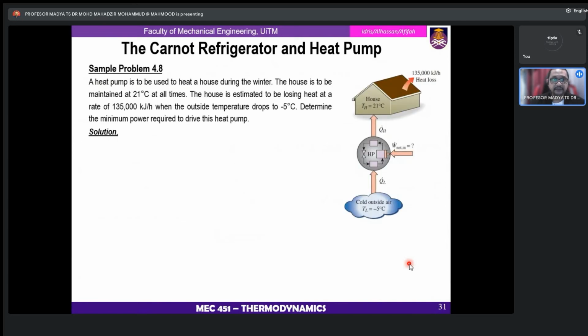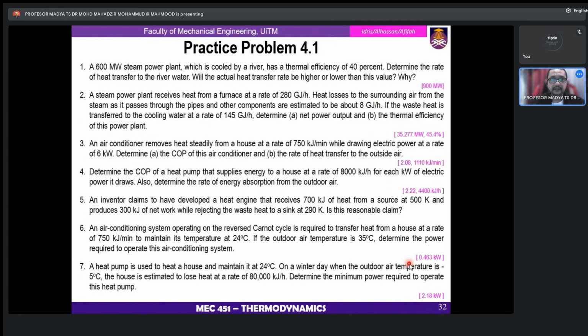Okay, I continue. This is a sample problem. Maybe you can do it yourself in your room. These are all the practice problems. You can also do them in your room.